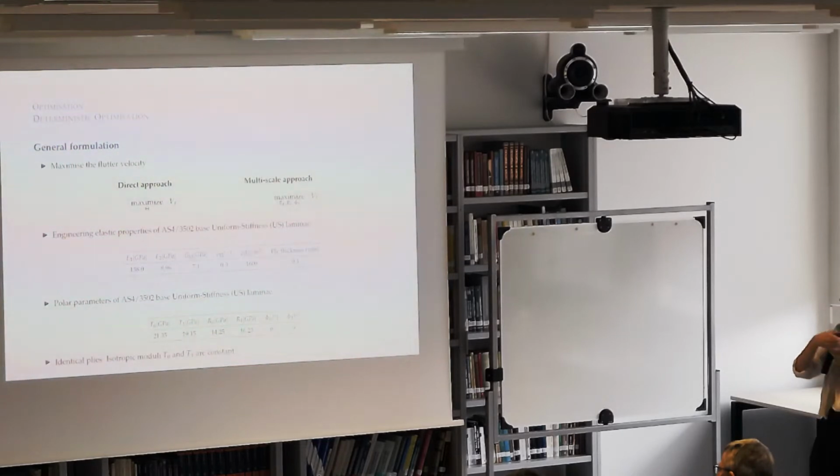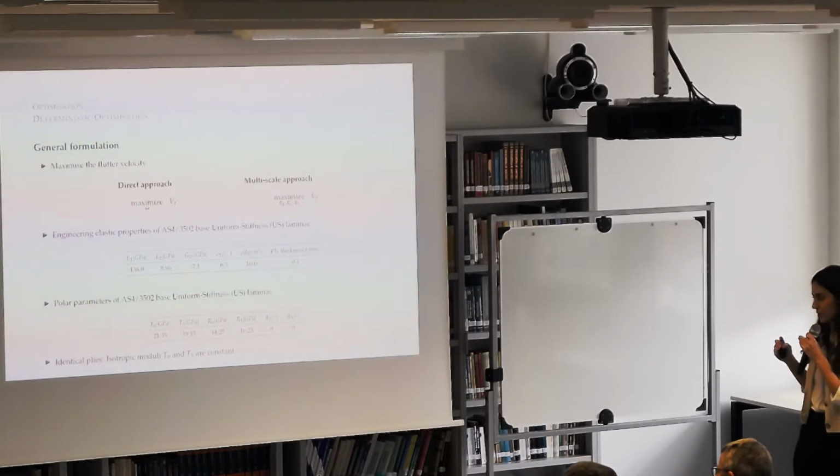The material that we use during this work has these engineering properties, and the polar parameters of the base layer stiffness tensor can be expressed using these 6 parameters. But throughout this work, I will always consider composite materials with layers of identical material, so all the plies of my material have the same material. So this is why the isotropic moduli are constant throughout the study. I will not change them.